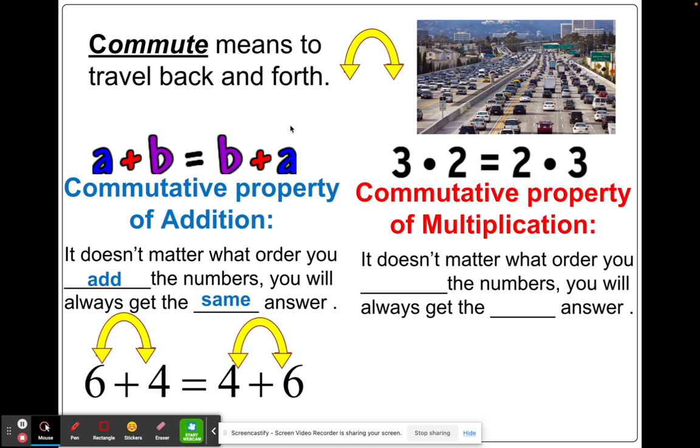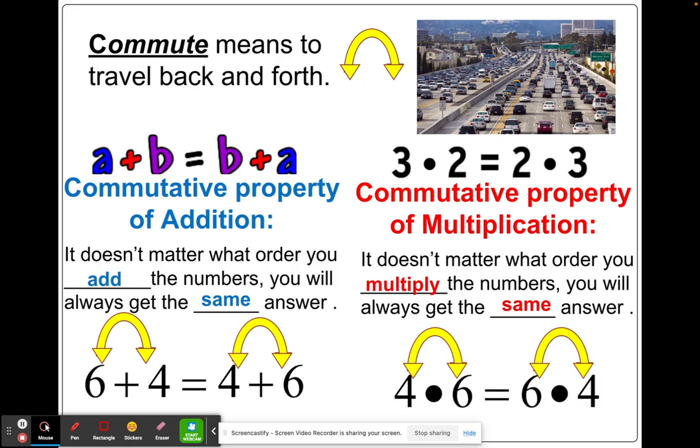The commutative property also works for multiplication. It doesn't matter the order you multiply, you will always get the same answer. 4 times 6 is the same as 6 times 4. So you can change the order of multiplication, you can change the order of addition, and you'll always get the same answer. The commutative property does not work for subtraction or division. 3 divided by 1 isn't the same as 1 divided by 3. Same with subtraction. 3 minus 1 is not the same as 1 minus 3. So it only works for addition and multiplication.